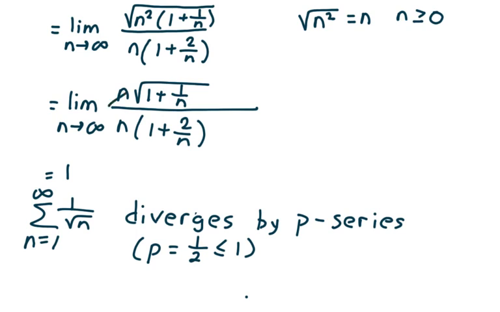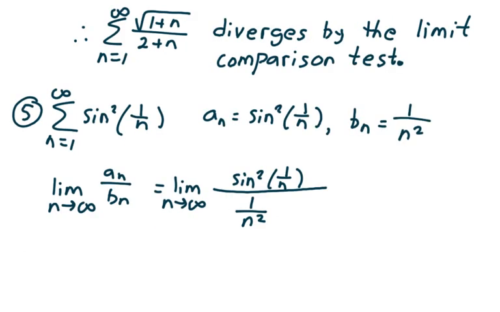And notice how these n's cancel. And as n goes to infinity, 1 over n is going to go to 0, and 2 over n is going to go to 0. And so that's equal to 1. The summation from n equal 1 to infinity of 1 over the square root of n diverges by p series. P is equal to 1/2, which is less than or equal to 1. And so that says the summation from n equal 1 to infinity of the square root of 1 plus n divided by 2 plus n diverges by the limit comparison test.